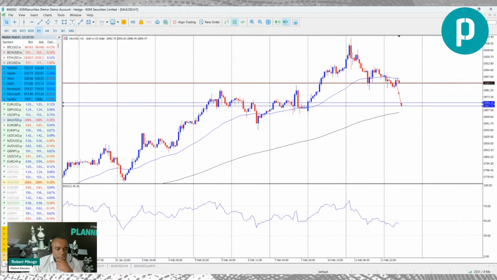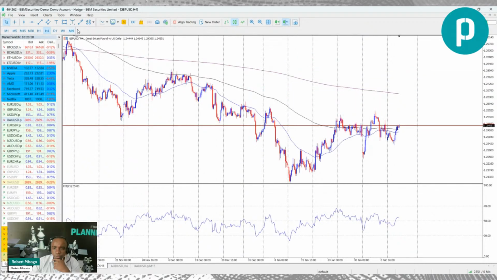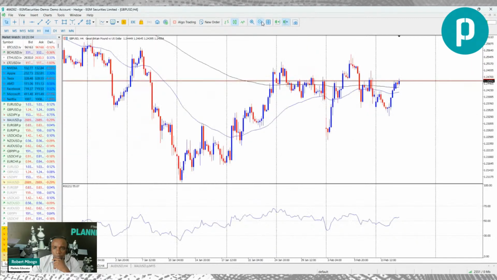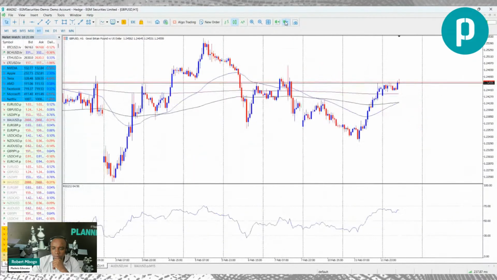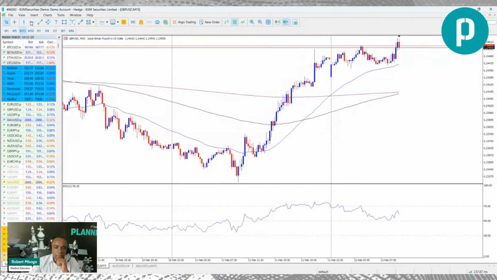GBP USD, what are we looking at? On GU, we were also looking for buys. If we go to higher time frames, it's still bullish, still screaming buy. However, today's Wednesday, so the weekly high has been taken out. Yesterday's high is where there's some reaction. If you look at how price is reacting to yesterday's high, we can see some sellers trying to push the market down.